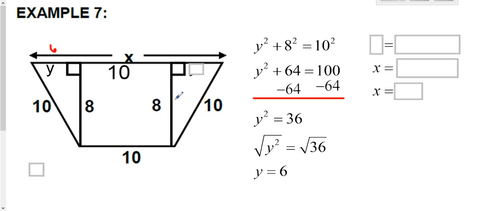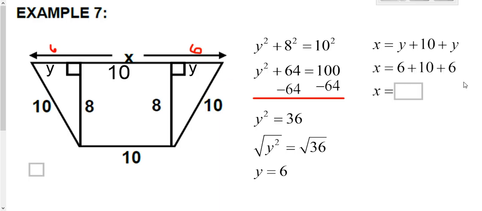And this one's the same. There's the same right triangle over here. This one is also 6. So now we see we got 6 plus 10 plus 6 to get this whole distance x. I went ahead and wrote it like this. X equals that little y piece plus that 10 in the middle plus that other y piece on the end here. Or 6 plus 10 plus 6, which equals 22. This whole distance is 22.